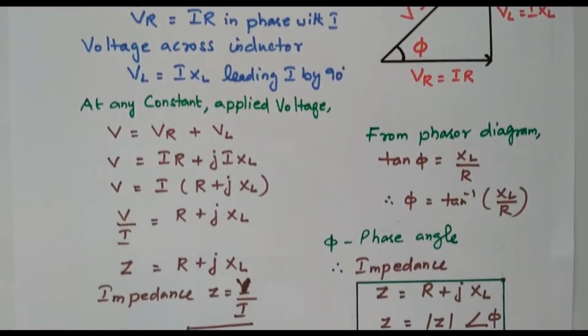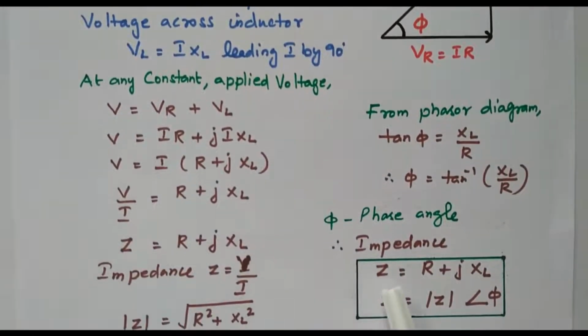Now we can represent the impedance in two different forms. Z equal to R plus jXL is the rectangular form. Z equal to magnitude of Z at angle phi is the polar form. Z can be calculated from this formula, and phi can be calculated from this formula. Now we'll go for the phase angle between the current and voltage.